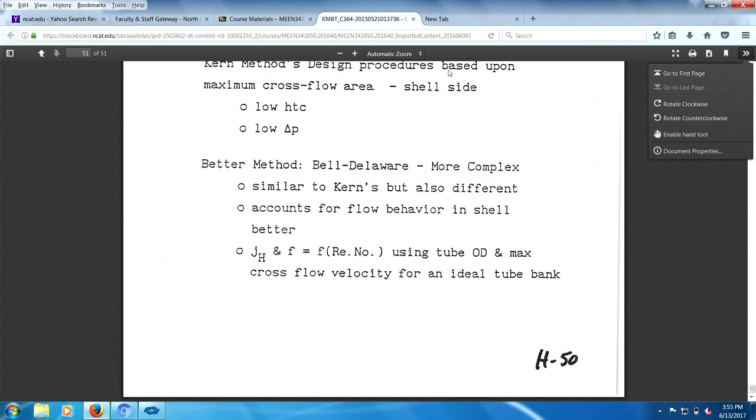Kern's method, a design procedure based upon maximum flow area, shell side. You get a low heat transfer, low delta P. Similar to Kern's, but difficult. Bell-Delaware and Kern's method. Remember, Kern was 1950. Come on, give me a break. That's old. Old, but gorgeous, I'll tell you. There's nothing better than sitting down and reading Kern. I'll tell you, can't get any better than that.